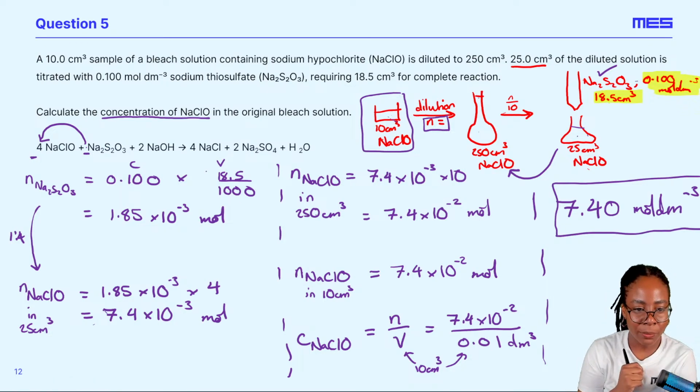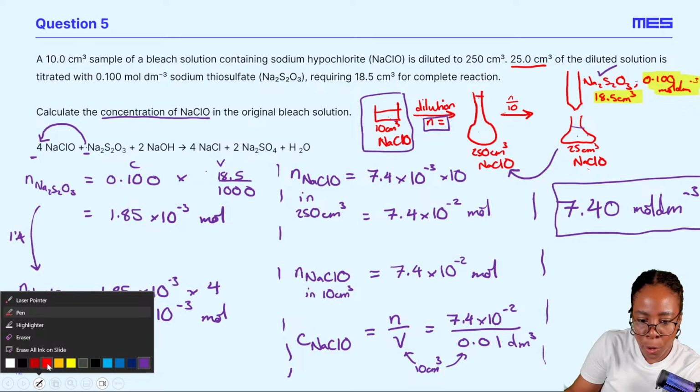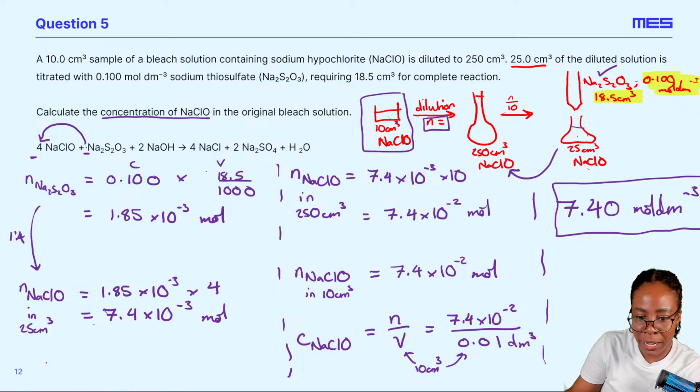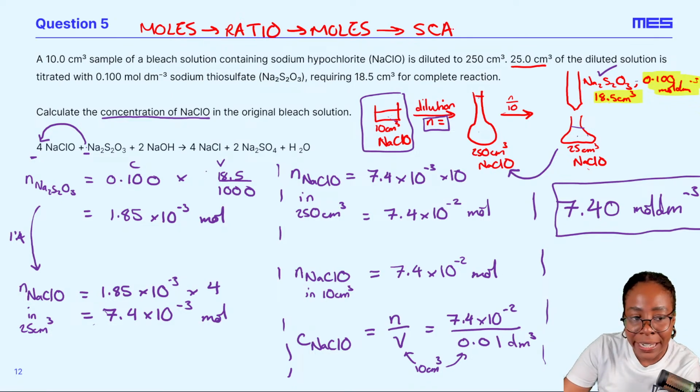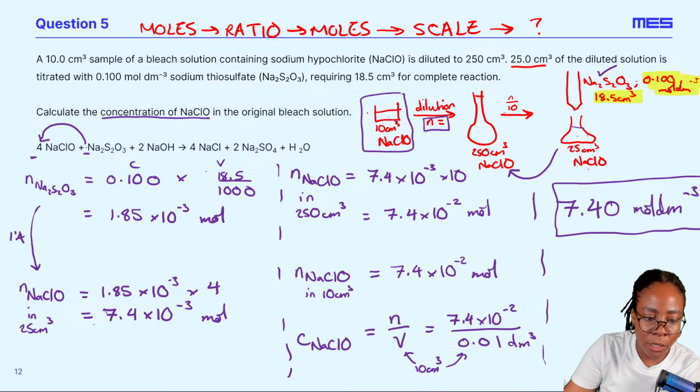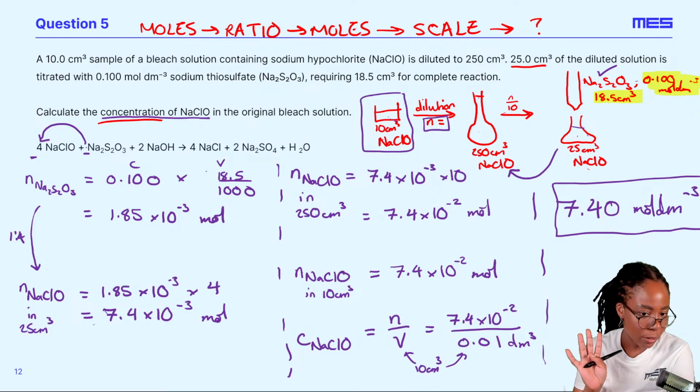How do we feel about that one? Trickier, right? But your standard approach, and I'll even write it up at the top, when we're doing these sorts of titration calculations, your typical approach is going to be moles, ratio, moles, then scale, because if you've taken it out of a larger sample, and then do whatever it is they need you to do last. Here it was find the concentration.